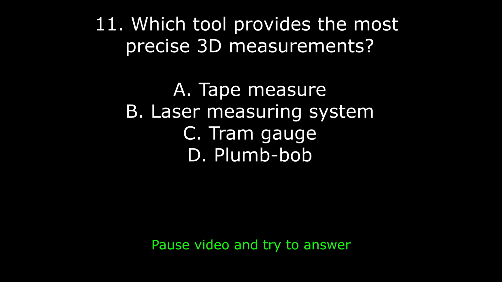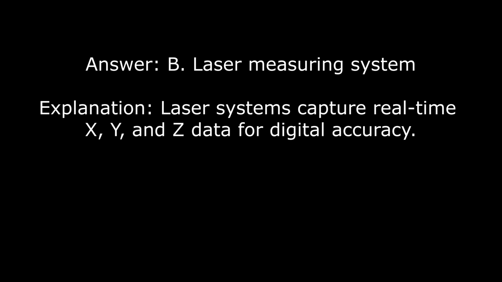11. Which tool provides the most precise 3D measurements? A. Tape measure. B. Laser measuring system. C. Tram gauge. D. Plumb bob. Answer: B. Laser measuring system. Explanation: laser systems capture real-time X, Y, and Z data for digital accuracy.